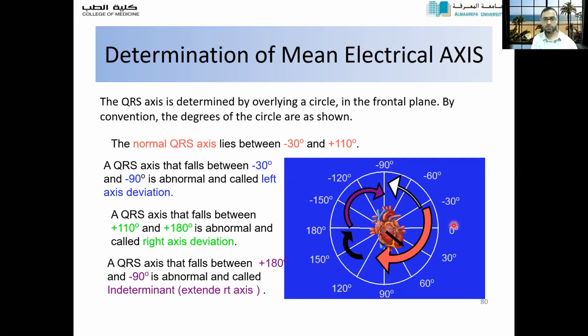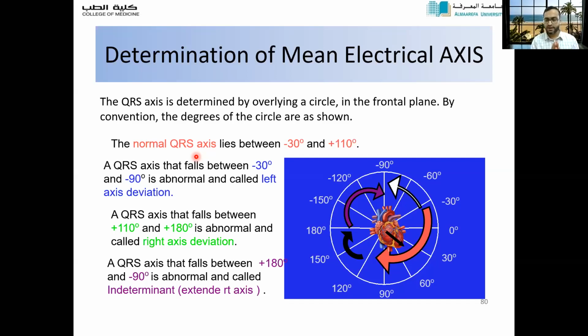So these 4 probabilities are there, whether it's a normal -30 to 110, left axis deviation, right axis deviation, or extended right axis deviation. And please keep in mind that we are measuring a QRS axis. We can measure the axis of each lead, P wave or the T wave, but when we don't mention which axis we are measuring, it always applies to the QRS axis. And commonly in practice, only the QRS axis is measured.